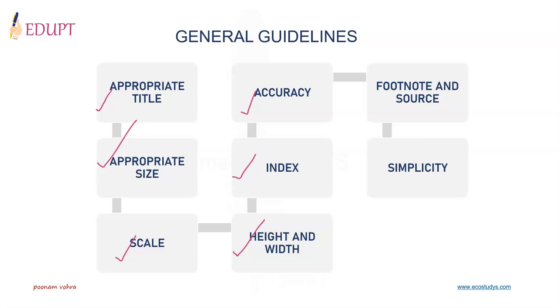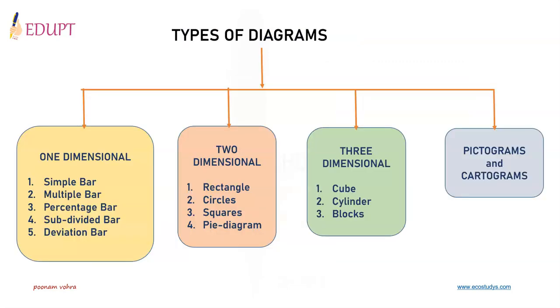And not to forget that every diagram must have a footnote concerning the relevant information about the diagram, and it must be placed below the diagram. Along with this, a note regarding the source from which the data has been collected should also be mentioned. Last but not the least, the diagram should be as simple as possible and easily understandable even by a layman. Diagrams are categorized into four.